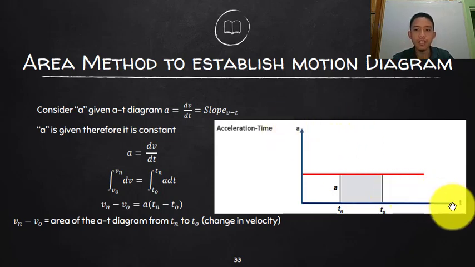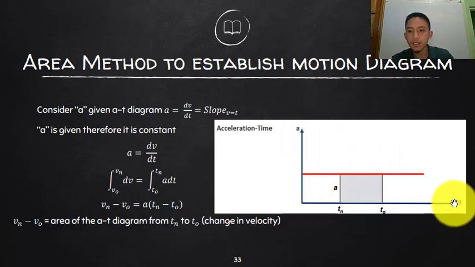your acceleration versus time. How will you establish your velocity versus time and then position versus time? Because let's say you are given the acceleration, but you want to get your velocity. So therefore, you need to have your three motion diagrams: your acceleration time, velocity time, and then position time. So how are we going to establish if you are given one? Let's say you are given your acceleration versus time. Okay, so for example, this is your drawing for that.